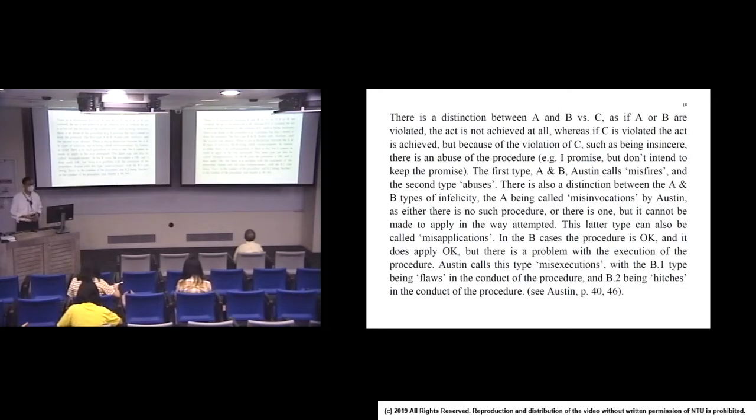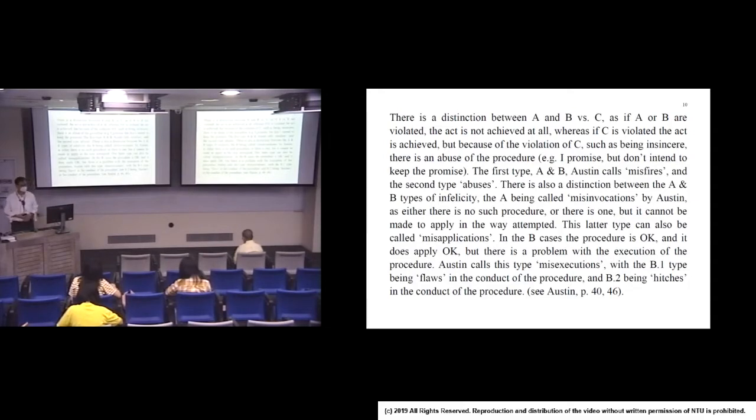If A and B are violated, the act is not achieved at all. So it just doesn't go through. Whereas if C is violated, the act is achieved, but because of the violation of C, such as being insincere, there's an abuse of the procedure. In other words, you have lied, or you have promised something you don't intend to keep. So the first type Austin calls misfires, and the second type he calls abuses of the procedure.